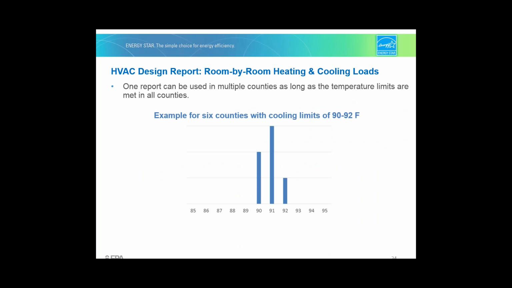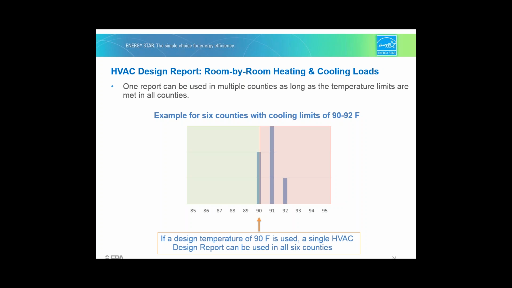Now if you use a cooling design temperature of 90 degrees or below, the limit in all 6 counties, that means that you can use a single report in all 6 counties, if that makes sense. So again, it's a limit. So if you're at 90 or below, it satisfies the requirements for all 6 of the counties, even if their particular design temperatures allow you to go higher.